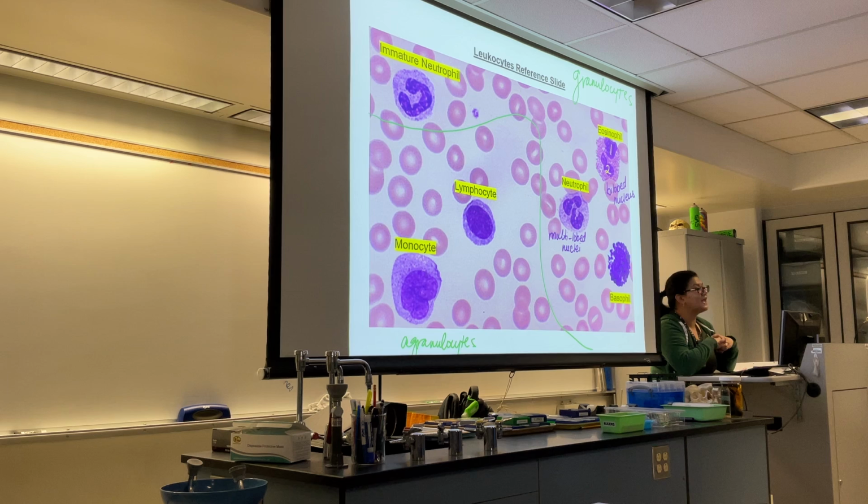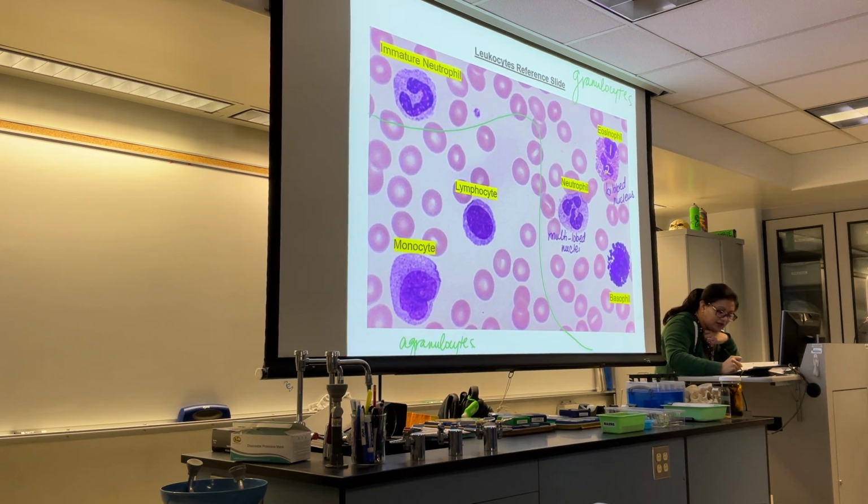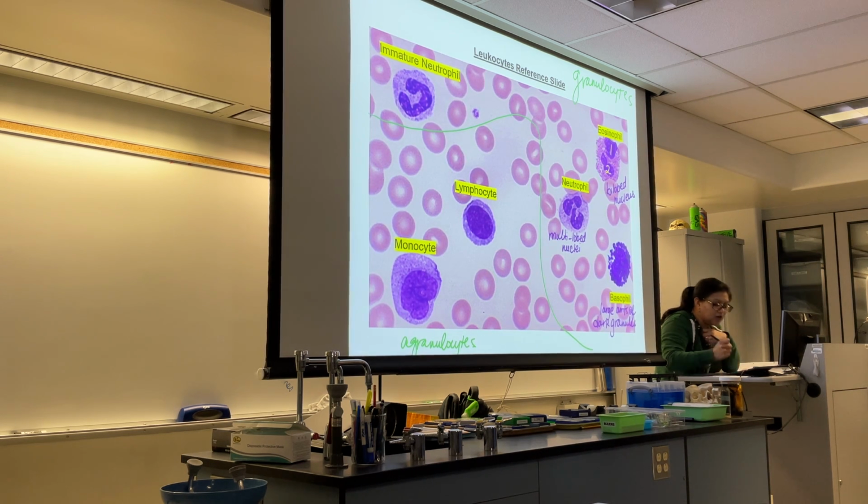Awesome. Okay. The basophils are probably the easiest to distinguish out of all of these because the basophils have very large amounts of darkly staining granules, to the point that sometimes the nucleus is really difficult to see.